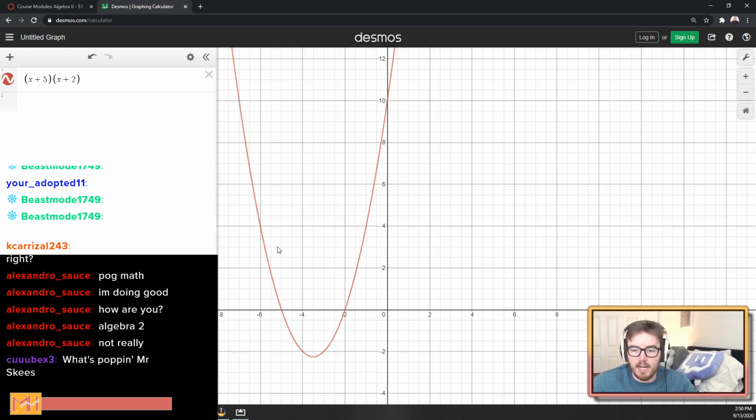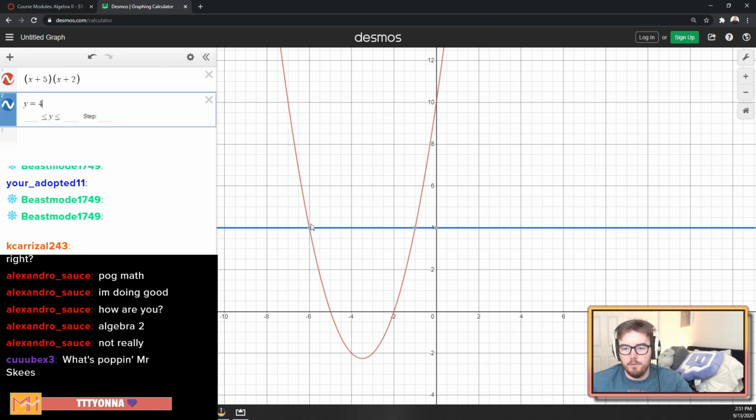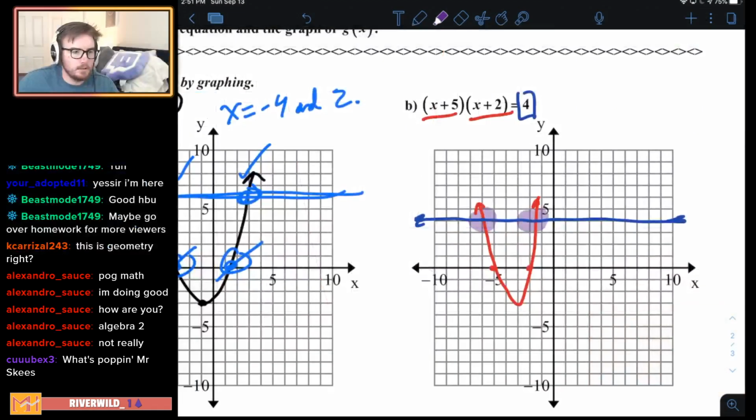So there's that graph. You can see it has zeros at -5 and -2, just like I sketched. Except now I want to know where is it equal to 4? Right here and here. So what are our two solutions? -6 and -1. It's really that quick, people. It really is that quick. You gotta love it.